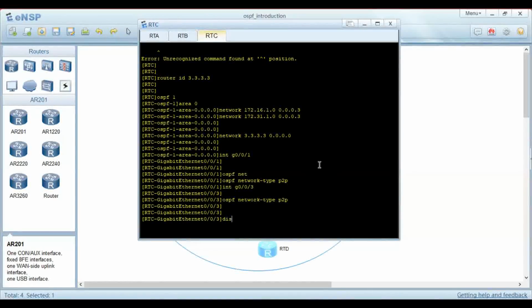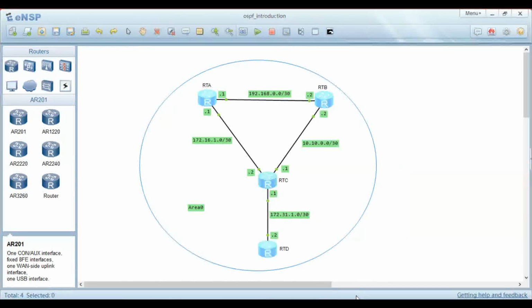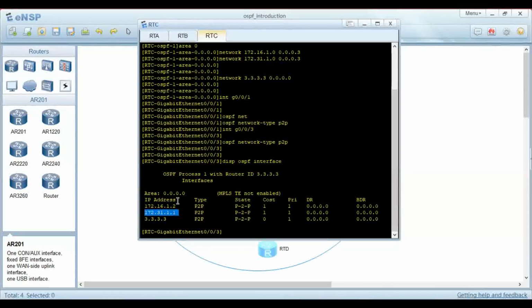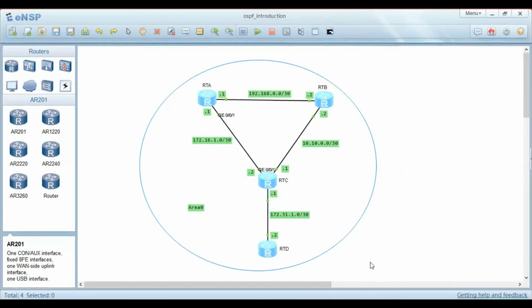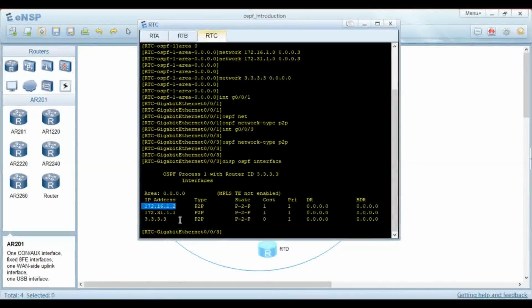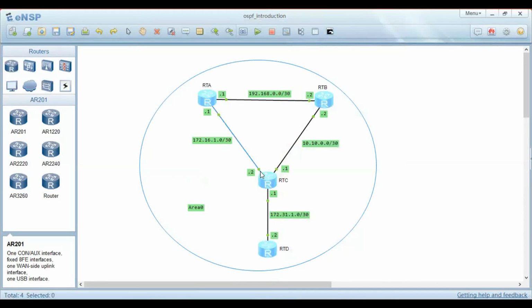And then the first thing is to display the OSPF interface, so that we can see the interfaces that are enabled for OSPF. We have this interface, and this interface on this side, and we also have our loopback. The second command is to check our neighbors. Display OSPF peer brief. We have a neighbor already on this interface, and it's 1.1.1.